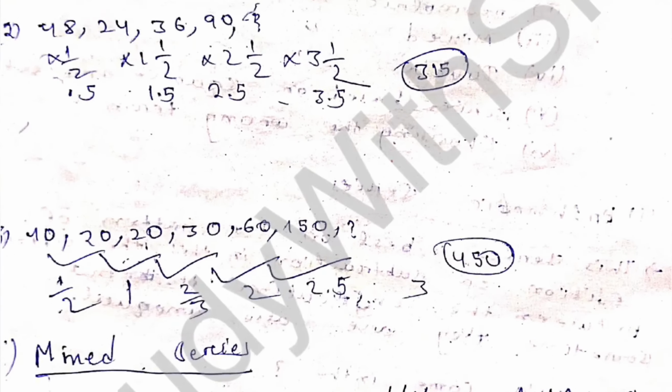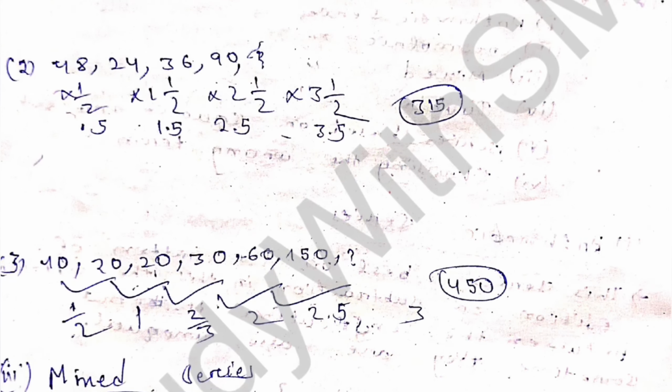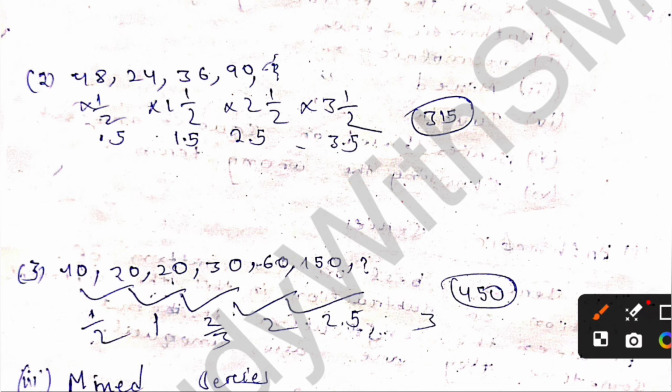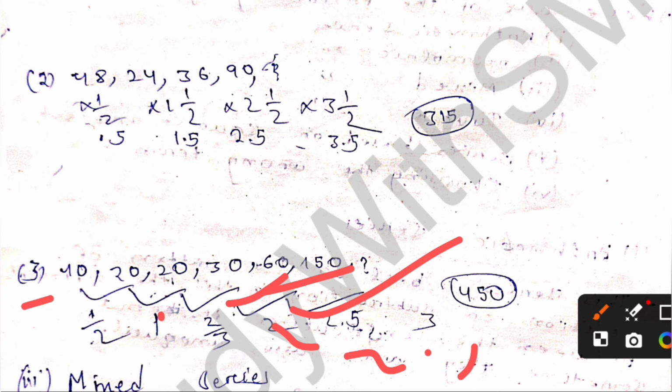Number 3: 14, 20, 30, 60, 150. Differences: 1/2, 1, then 2 by 3, 2, 2.5, 3. So 150 into 3 is equal to 450.